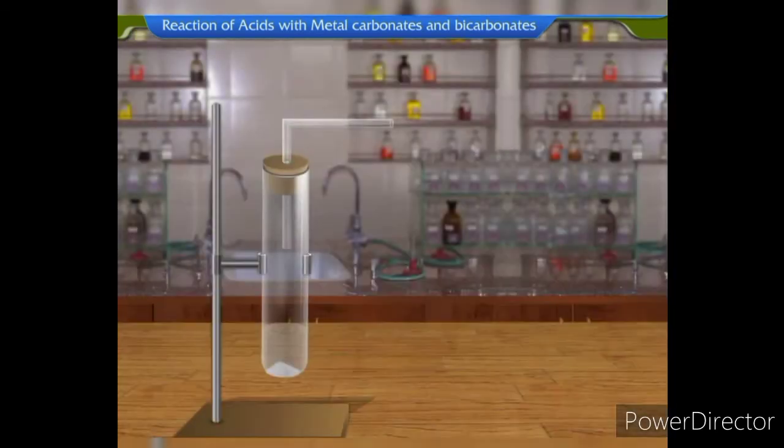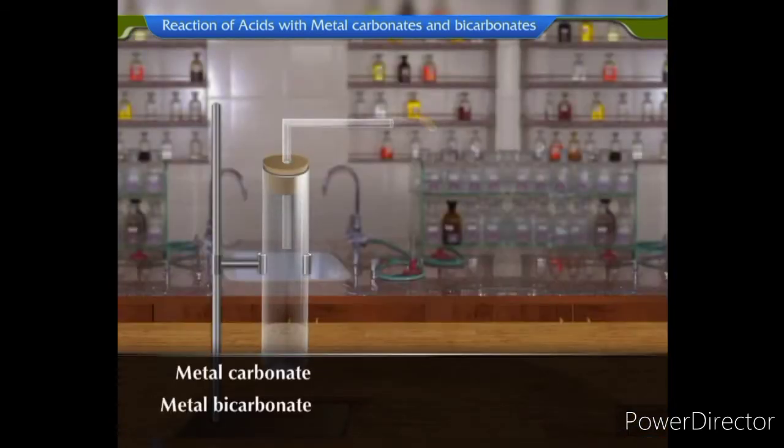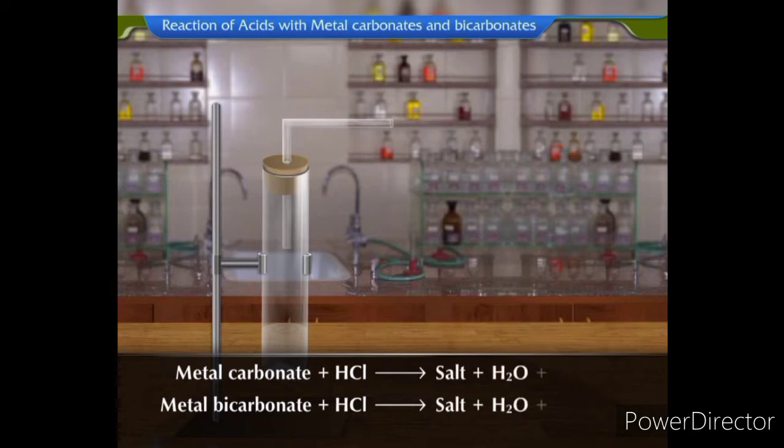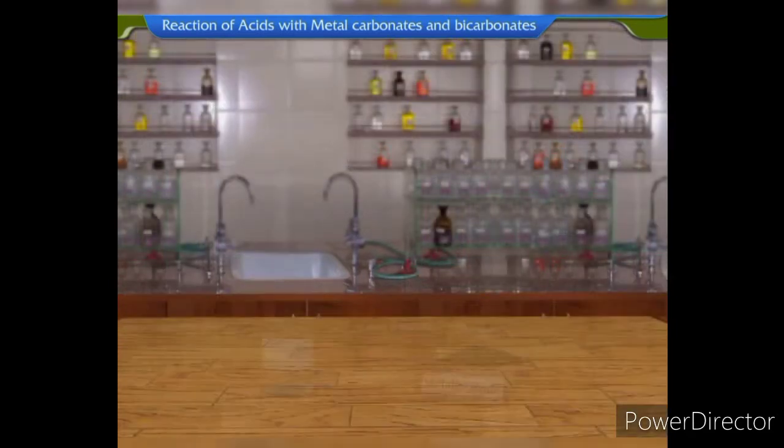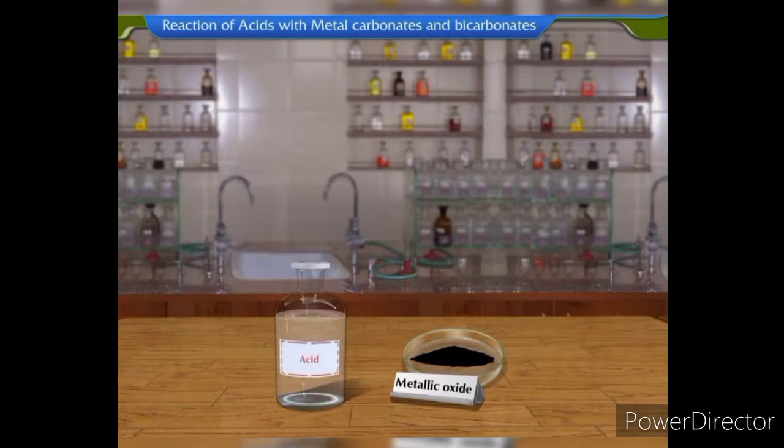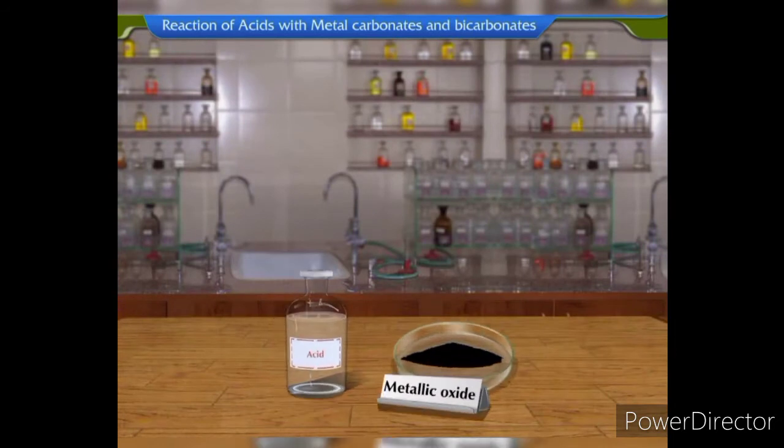From these reactions, we can say that metal carbonates and bicarbonates react with hydrochloric acid to form the corresponding salt, water and carbon dioxide. Now let us perform an activity to see the reactions of acids with metallic oxides.